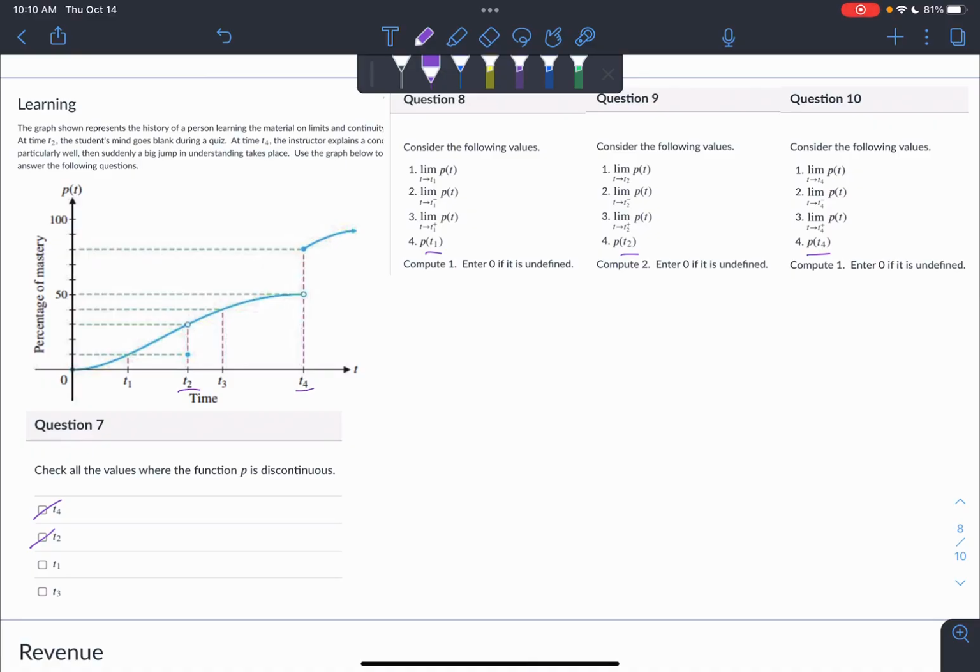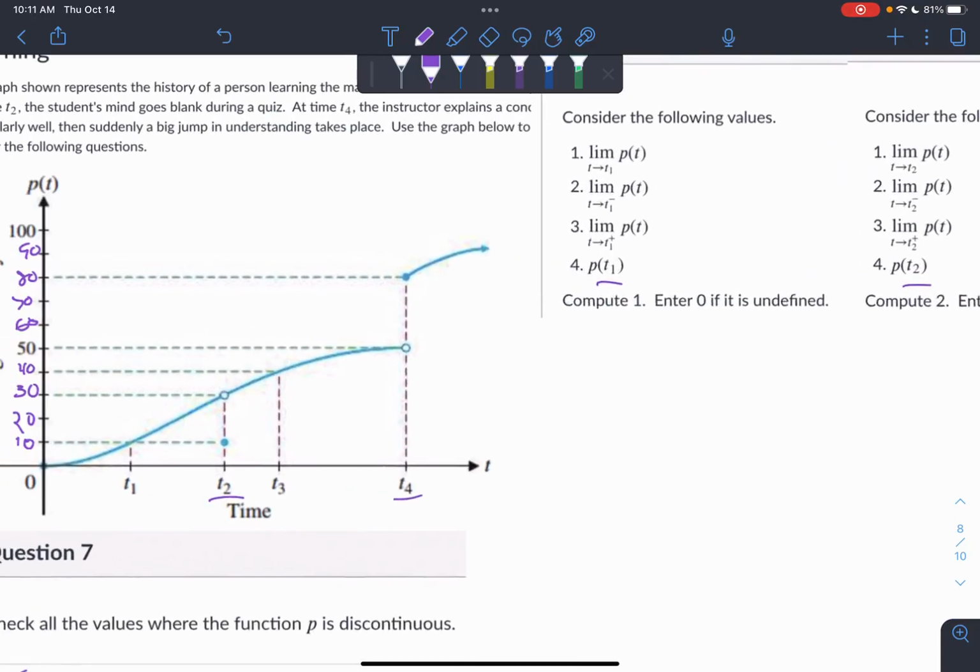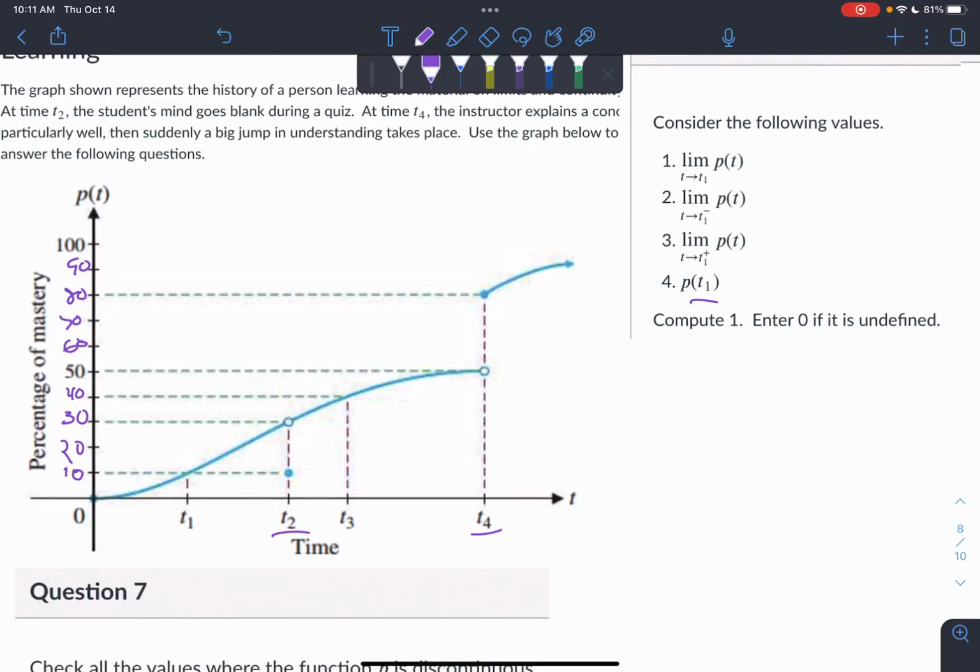So let's see, let me put some numbers on the axes. So each is 10, 30, 40, 60, 70, 80, 90. It's like so. All right, so that's kind of small, so maybe I can do that. So to answer part 1, you actually have to do parts 2 and 3 and see if they're equal. So let's do those first.